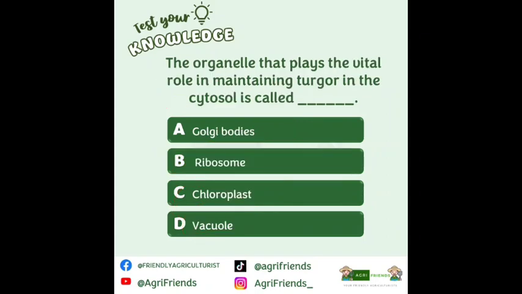Next, the organelle that plays the vital role in maintaining turgor in the cytosol is called A. Golgi bodies, B. Ribosomes, C. Chloroplast, or D. Vacuole. The answer is vacuole. So, Golgi bodies are for polysaccharide synthesis. Ribosomes are for protein synthesis. And chloroplast is the site of photosynthesis.